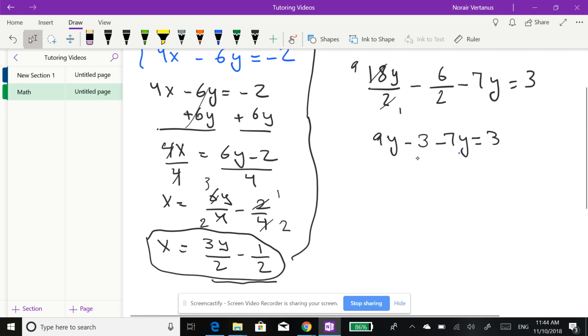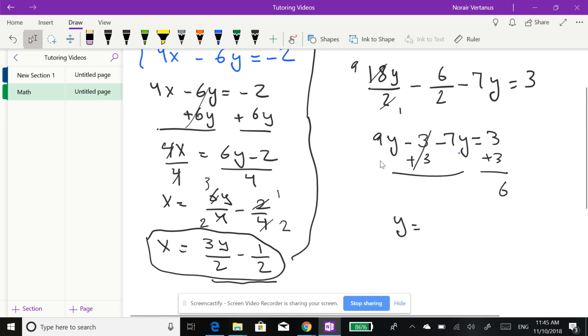And then over here, you can add 3 to move the 3 to the other side. Why do we do that? Because we want to have y standing alone by itself, so we can figure out what y is equal to. We have to get rid of the other numbers. On the left side and right side, this cancels. That's why we added 3, to cancel the negative 3. So we have here 6.